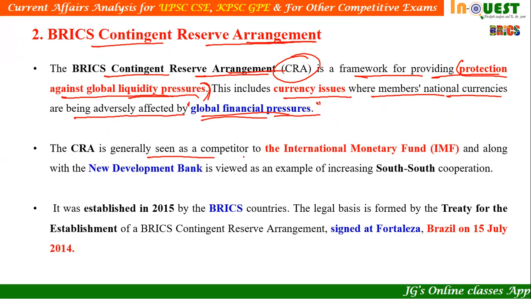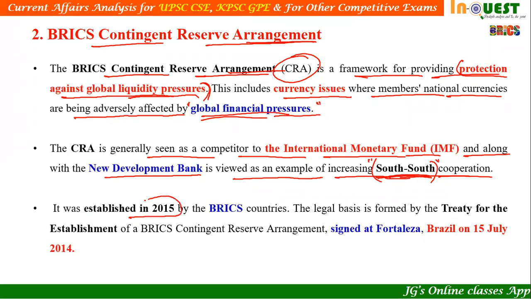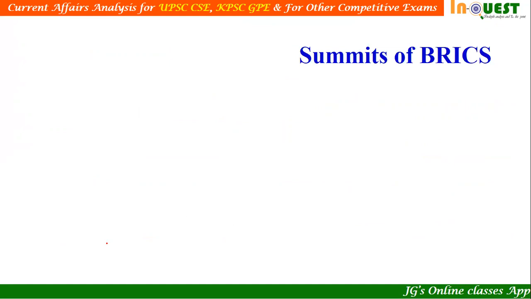The CRA is generally seen as a competitor to the International Monetary Fund, and along with New Development Bank is viewed as an example of increasing South-South cooperation, because most of the countries that are in BRICS are in the south part of the world. So that's why we call it South-South cooperation. It was established in 2015 by BRICS countries. The legal basis is found in the Treaty for the Establishment of a BRICS Contingent Reserve Arrangement signed at Fortaleza, Brazil on 15 July 2014.